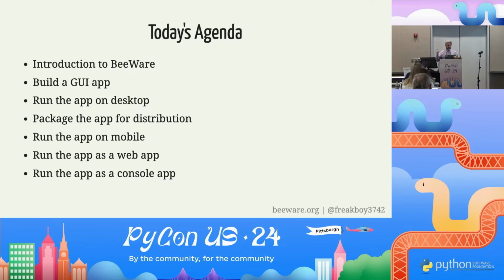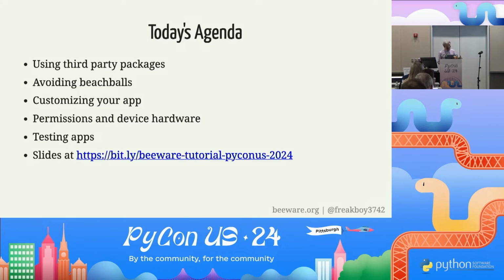We're going to then take that same source code and run it as a mobile app. We're going to take that code and run it as a web app. We're going to take that code and run it as a terminal console app. Okay? We're then going to look at adding third-party packages and using the rest of the wonderful resources that are PyPI and adding that to your project.